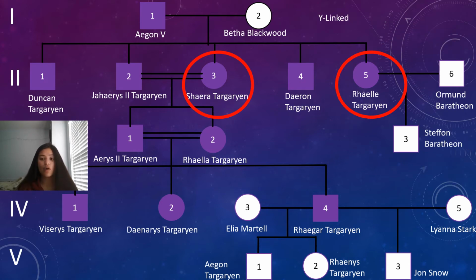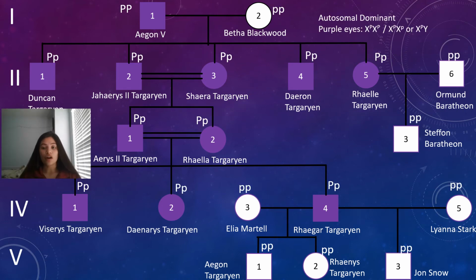And now I'm going to be doing Y-linked traits. Now if it's Y-linked, that means only men should have this trait, and obviously that does not work because if you look at Generation 2, both Shayra and Rhaelle, who are women, have purple eyes. This does not work.